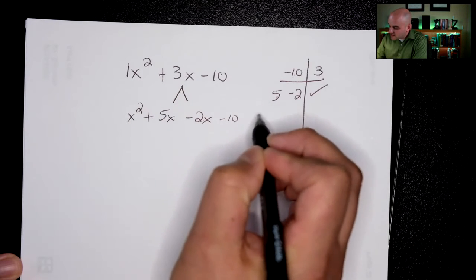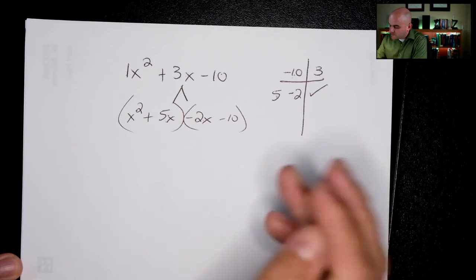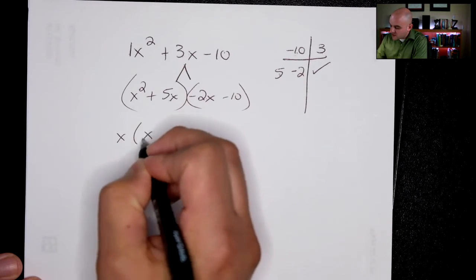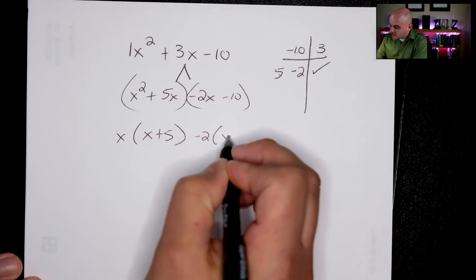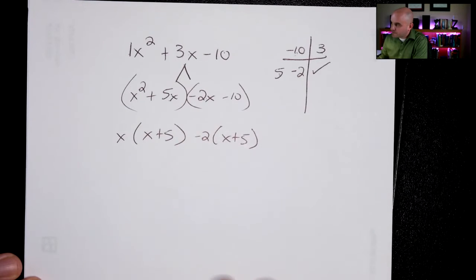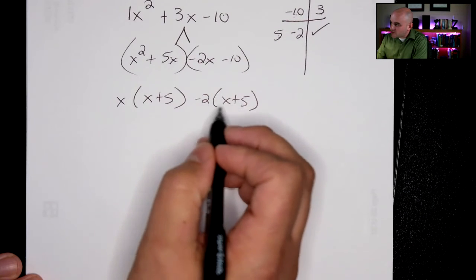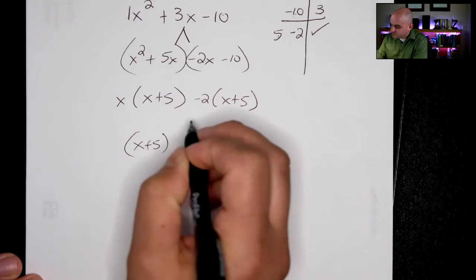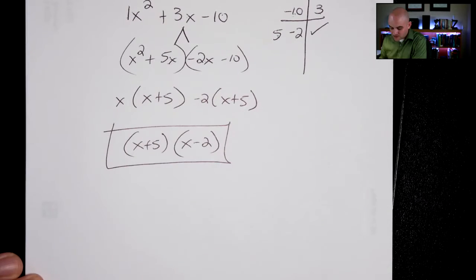And so this allows me to factor by grouping. And when I factor by grouping, I'm going to pull out an x here because that's what's in common. I get x plus 5. I'm going to pull out a -2 right here. I get x plus 5. And then essentially what I'm doing is I'm factoring out an x plus 5. And I'm left with x minus 2 here. This is my factored form. So there it is, factored.